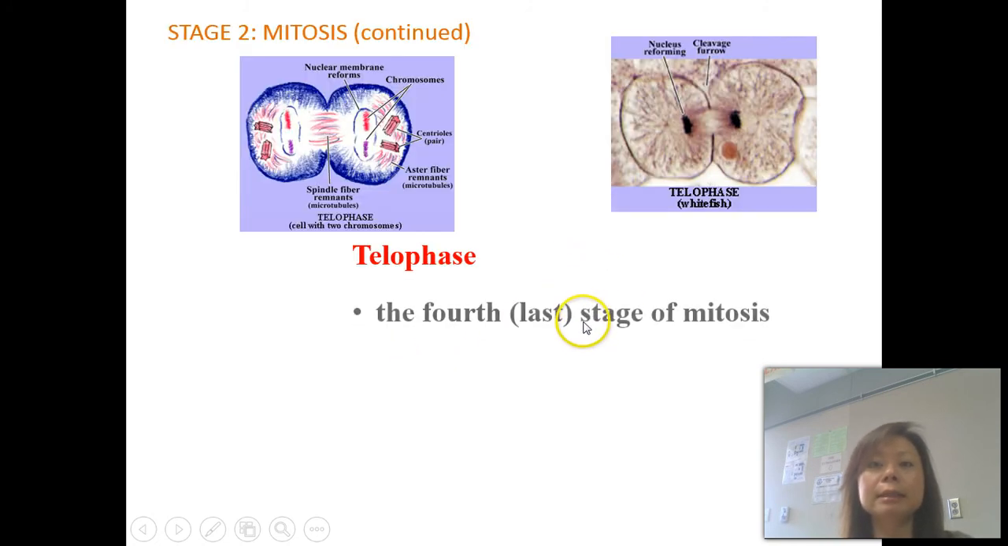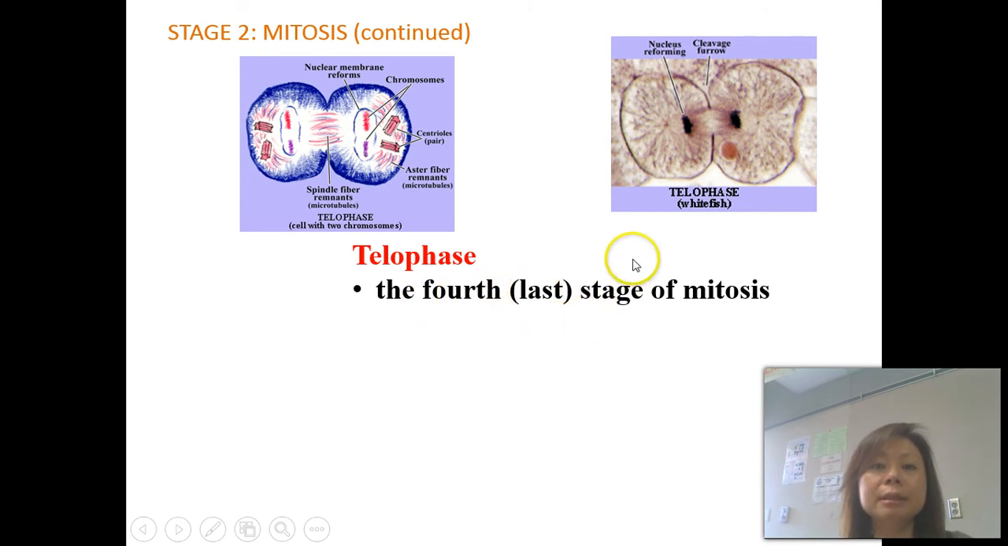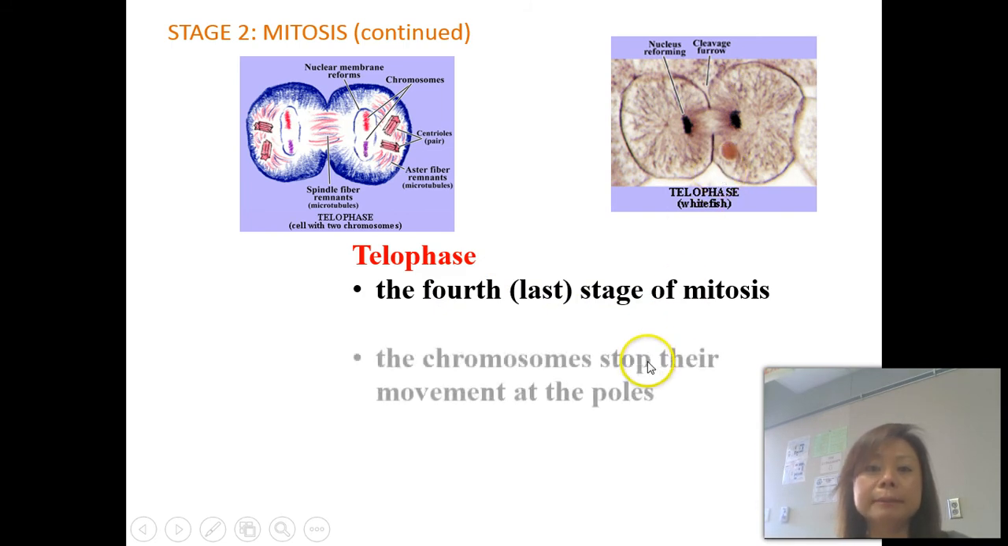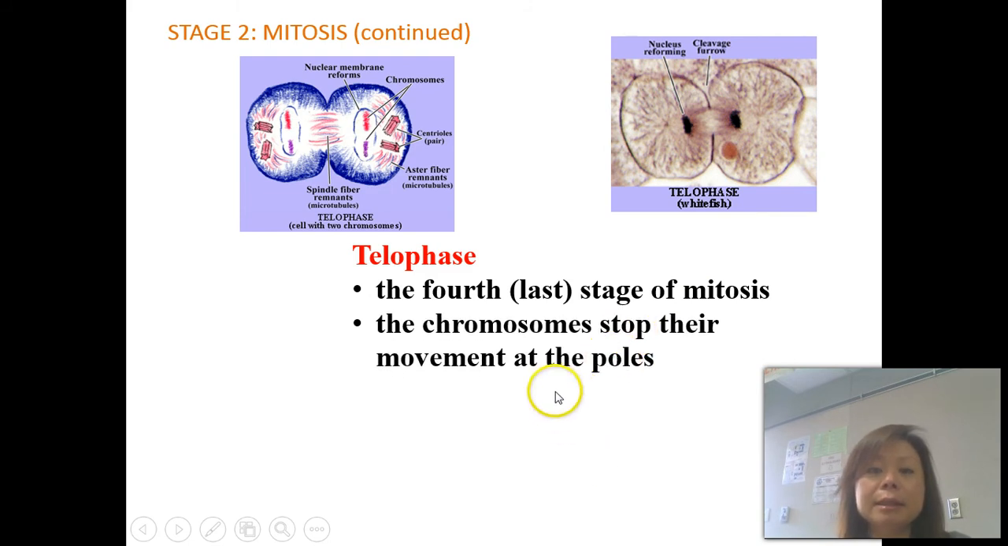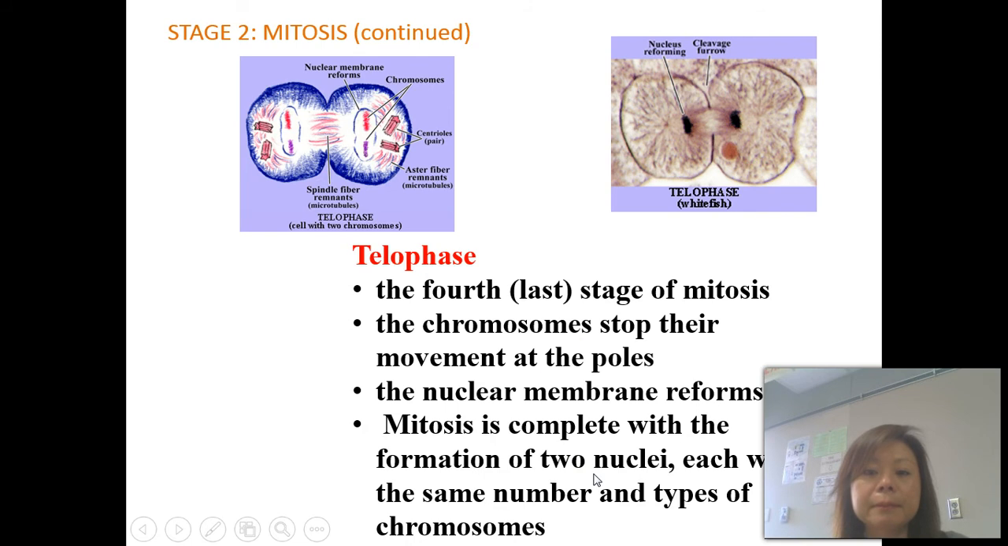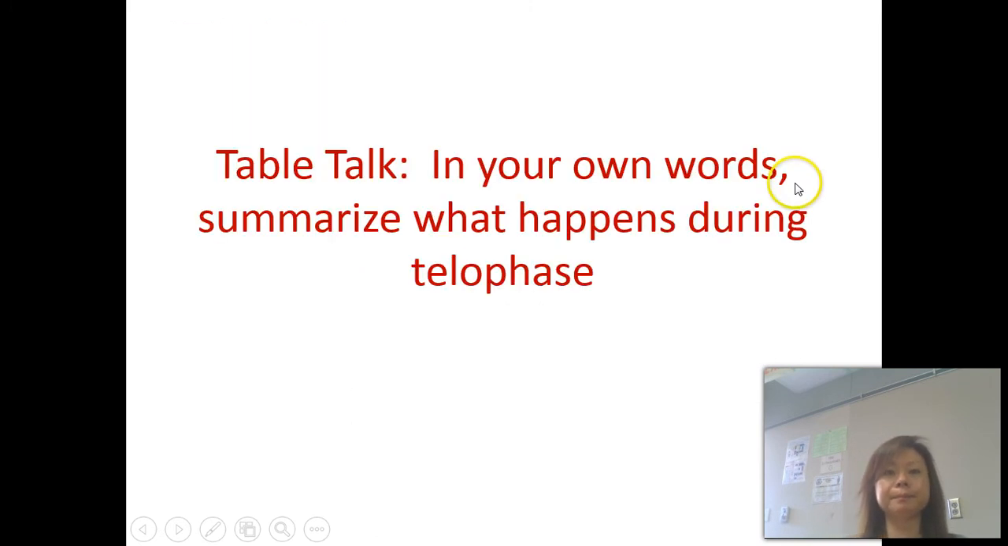Okay, telophase is the last stage of mitosis, and you can see that there is the beginning of 2 separate cells, but it hasn't split yet. You could see that the nuclear membrane starts to reappear and comes back. And then mitosis is complete because now we see the beginning of 2 cells, and they have their own sets of chromosomes or DNA inside the nuclei. Okay, see if you could remember what happens during telophase.